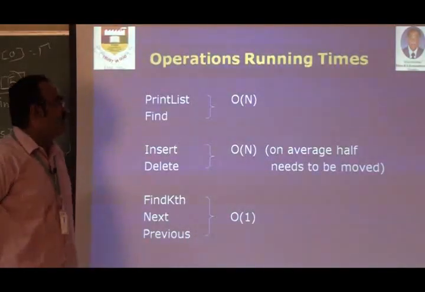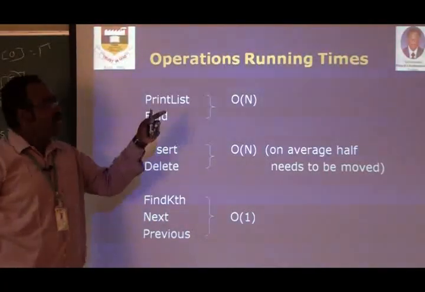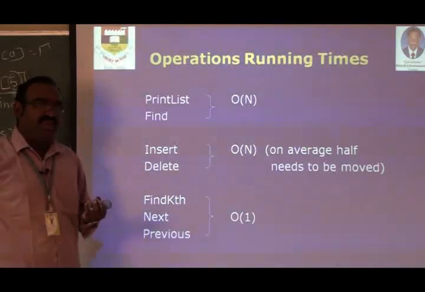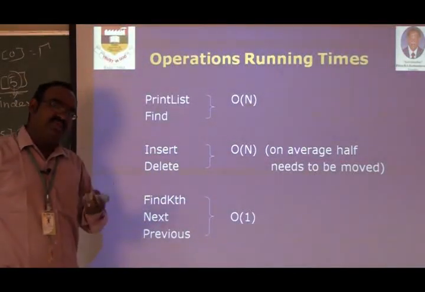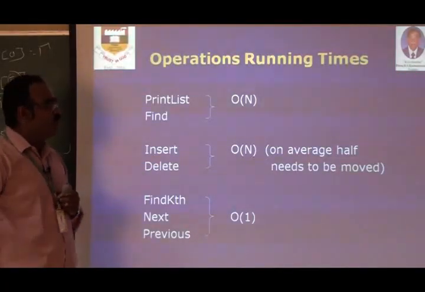It's a maximum number. For printing the list and finding, we are traversing through the list from the beginning, so that's why we denote it by n. It is the size of the array, from the beginning head to the tail. Every element has to be examined to print the list and find the element. So that's why we denote it as O of n.